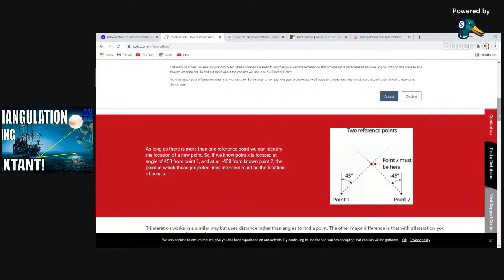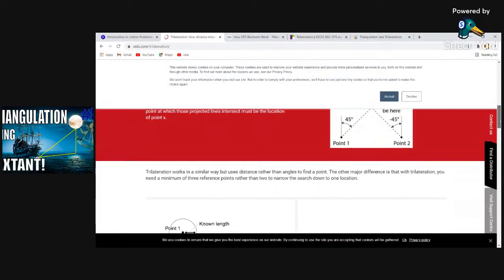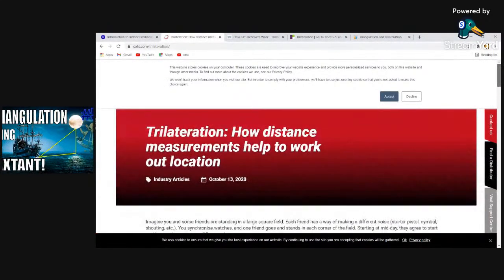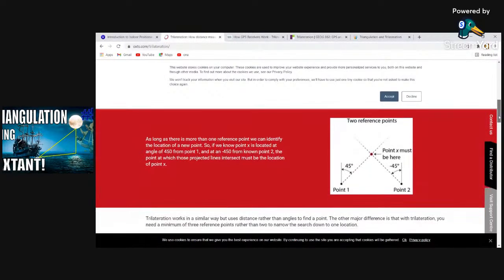So as long as there's more than one reference point, we can identify the location of a new point. Why are we using more than one reference point? We're using one sextant. We haven't got more than one location. It says here, so if we know point X is located at angle 45 degrees from point 1, then why are we talking about different positions? We've got one sextant. Why is this conversation about trilateration versus triangulation always using more than one position? We only ever have one position when using this sextant.